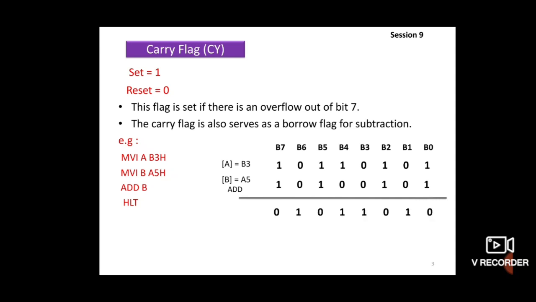See, 1 plus 1 is 0. Here the carry is 1. Then 0 plus 0 plus 1 is 1. Then next is 1 plus 1 is 0, carry 1 here. Then 1 plus 0 is 1. Then 1 plus 0 is 1. Next is 1 plus 1 is 10. The sum is 0, carry is 1 at the B6 position. Then 1 plus 0 plus carry is 1, and the last one is 1 plus 1 is 10, that is 0 is the sum and 1 is the carry.